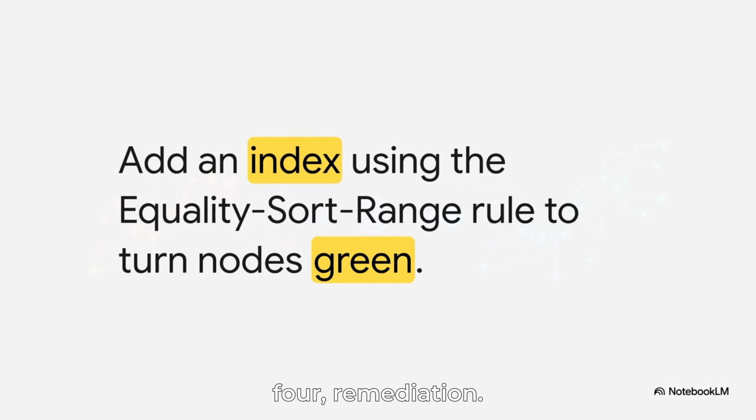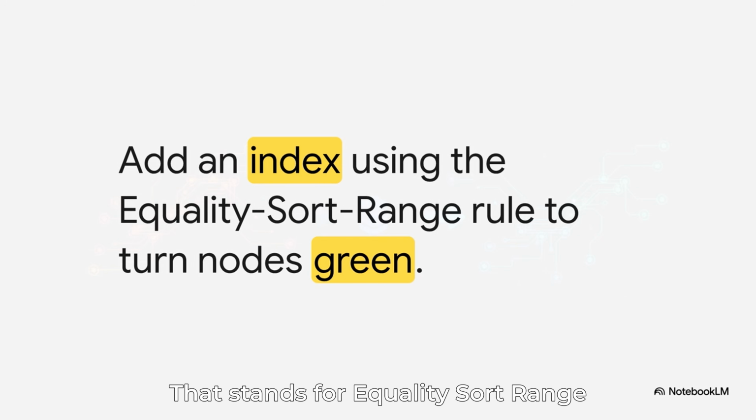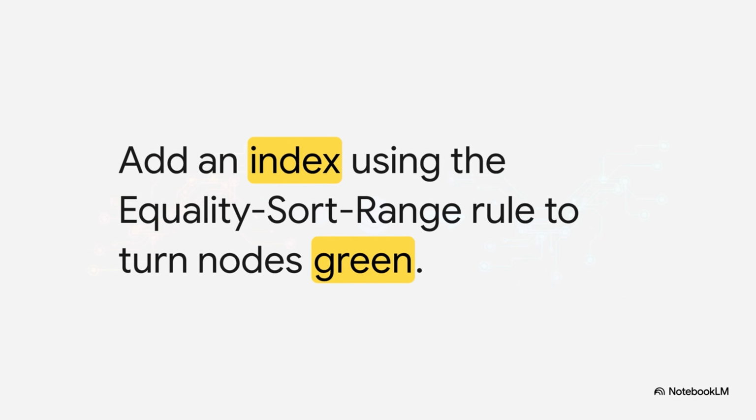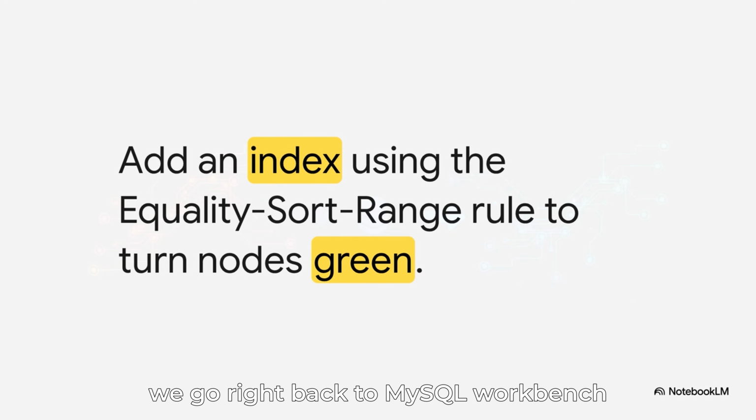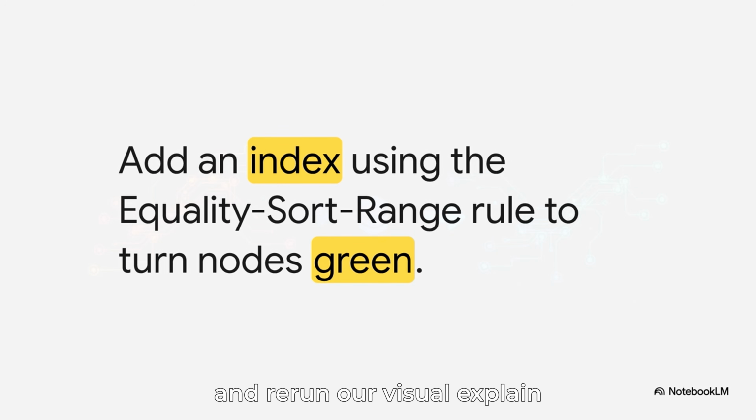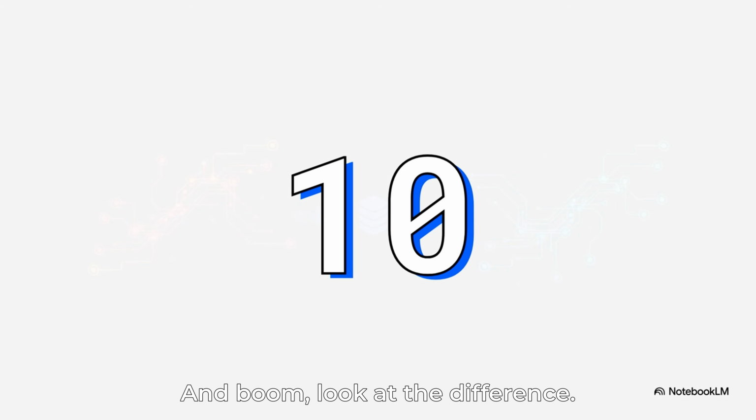So, we move to Step 4, remediation. We realize an index is missing. We add a targeted composite index, making sure we follow the ESR rule. That stands for equality, sort, range, to design the absolute most efficient index possible. Once that index is applied, we go right back to MySQL Workbench and rerun our visual explain to prove our fix actually worked. And boom, look at the difference.